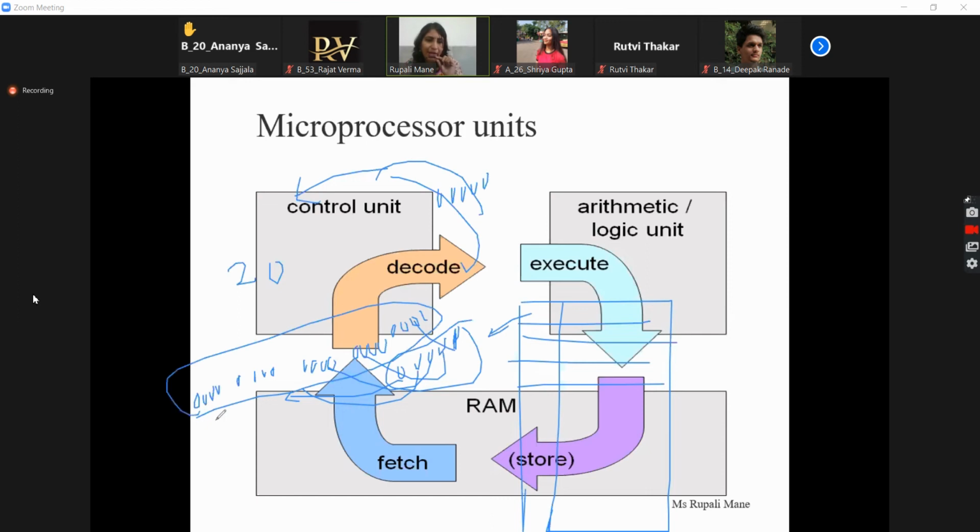This address will be on the address bus of the microprocessor. Now this is 20 bits long. 20 bits means the bus has 20 lines, and the address goes on each line. On the first line will go 1, sorry, on the second line will go 0, on the third line 0, on the fourth line 0.